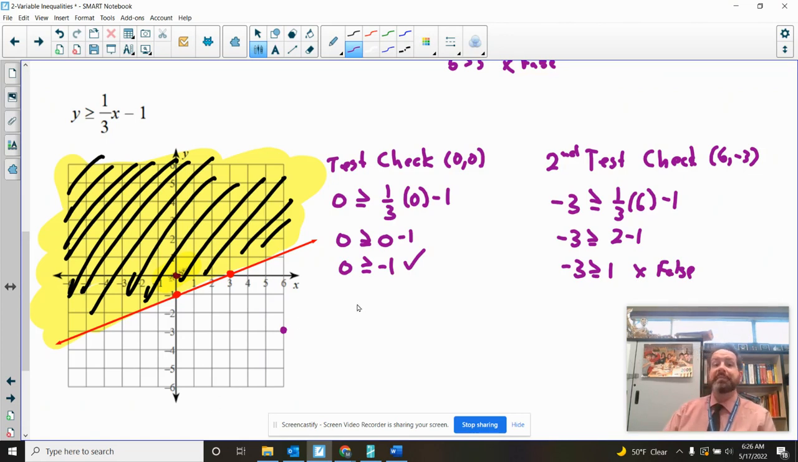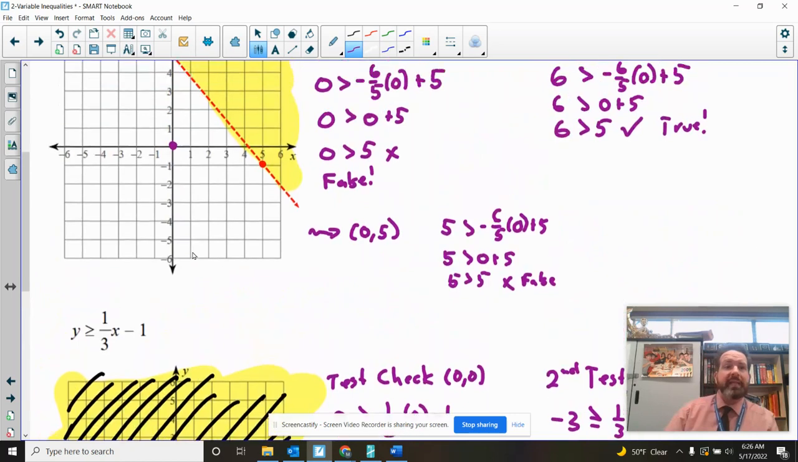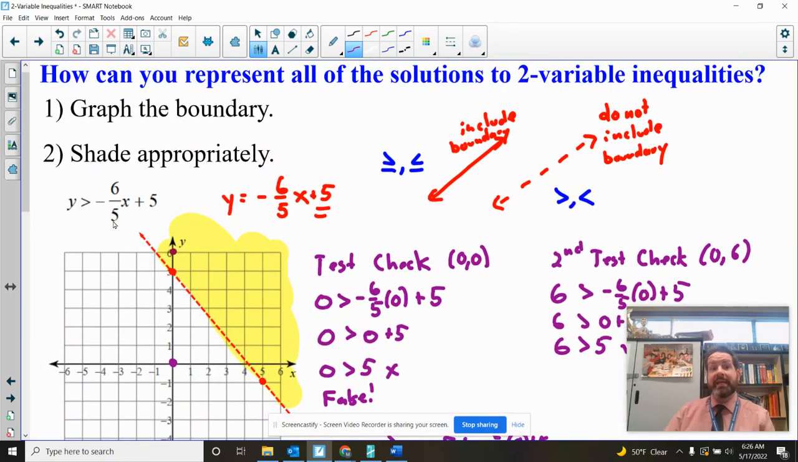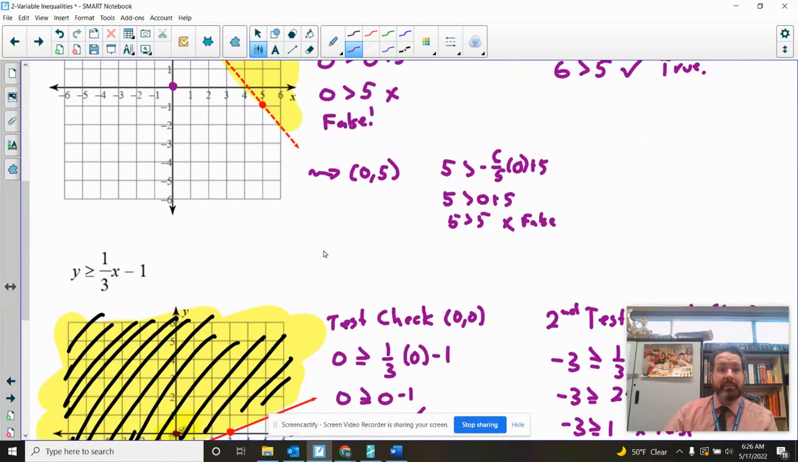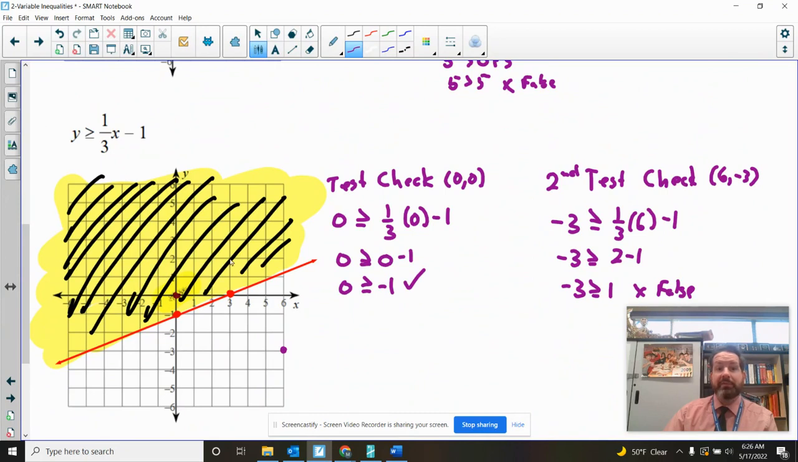Now, here's the thing. It turns out there is another way to check and make sure that you've shaded on the right side of the line. If you have an inequality in slope-intercept form where the y is already by itself on the left, then anytime you have a greater than, you're going to be shading above the line. Down here, we had a greater than, we're shading above the line. And if it's a less than or a less than or equal to, the shading would be on the other side. You would be shading below the line. So you've got a few choices as to how you decide which side to shade on. I do recommend, though, always doing a test check to make sure that you've got things in the right spot.